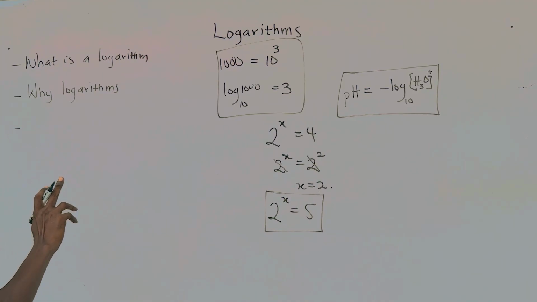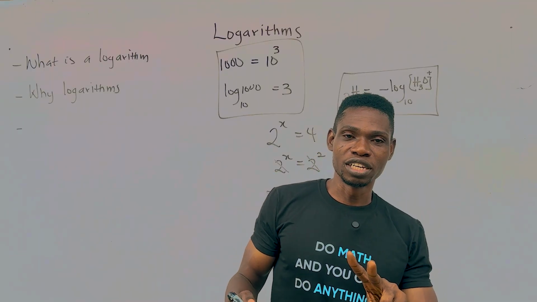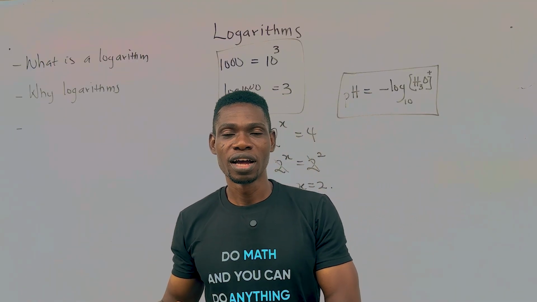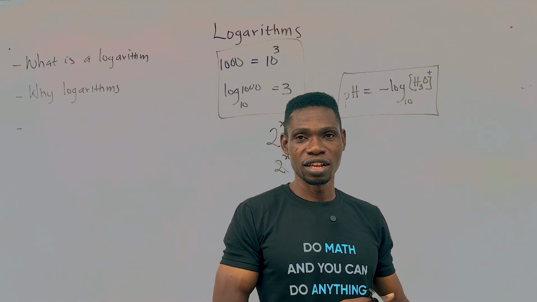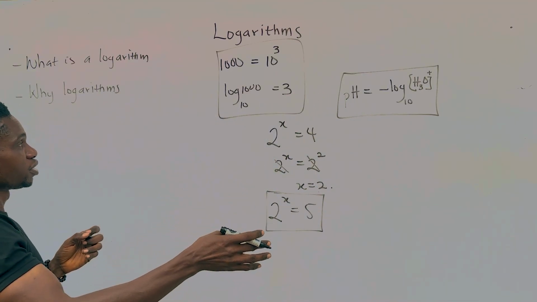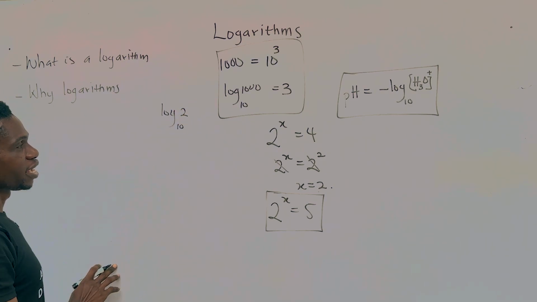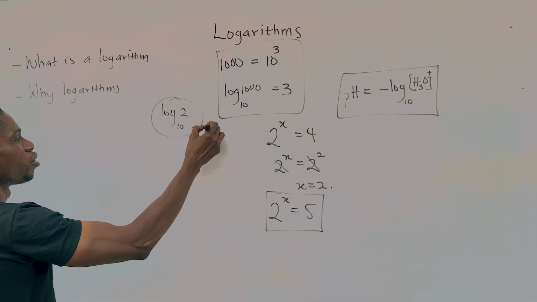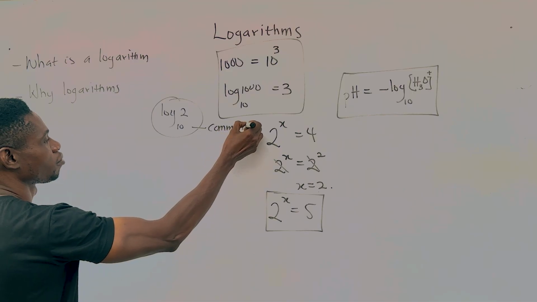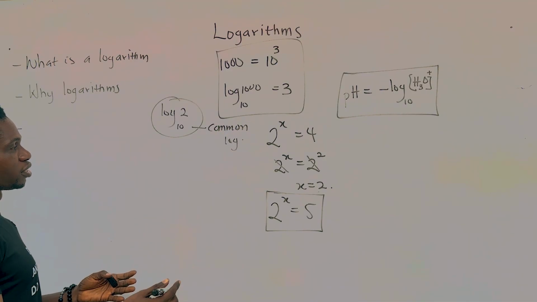Yeah, before we look at the laws of logarithms, there are 2 types of logarithms. One is the common log, another is the natural log. Now, most of the times you see log, let's say log 2 base 10. Now this is a common logarithm. Now there are other kinds of logarithm.